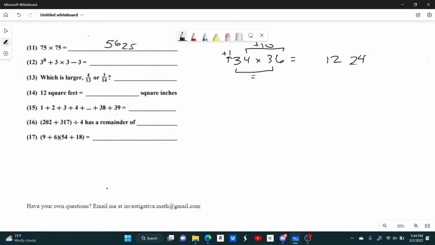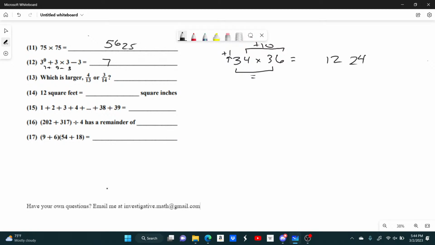Okay, 3 to the 0th. This is just an order of operations thing. So you do multiplication first. 3 times 3 is 9. 3 to the 0th is just 1. So 1 plus 9 is 10. And then minus 3 is 7. Okay, pretty straightforward.